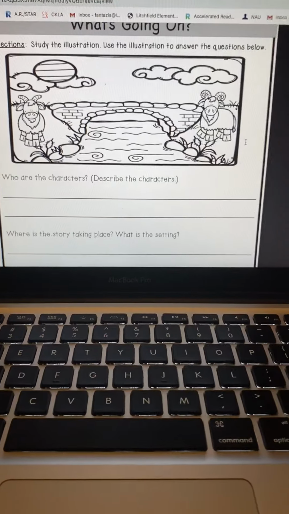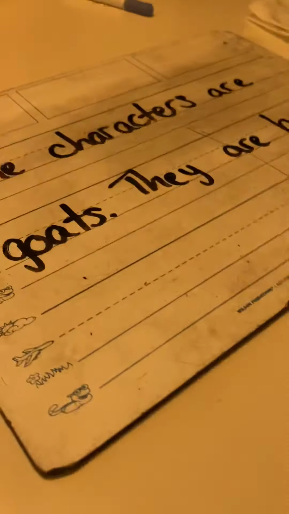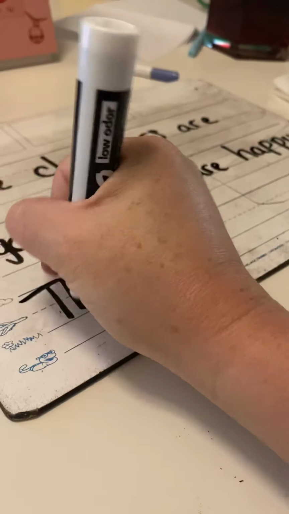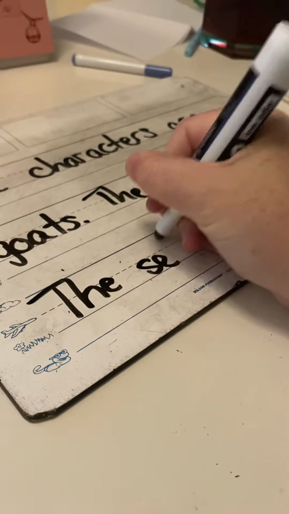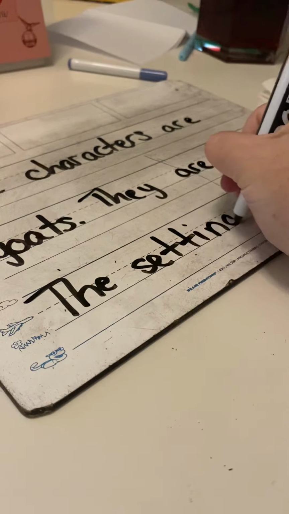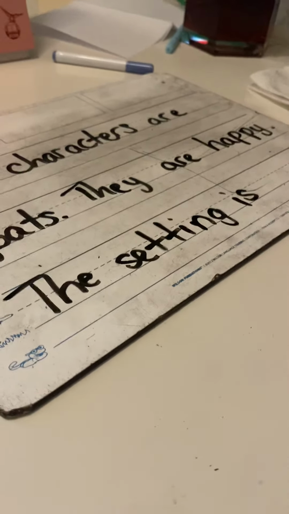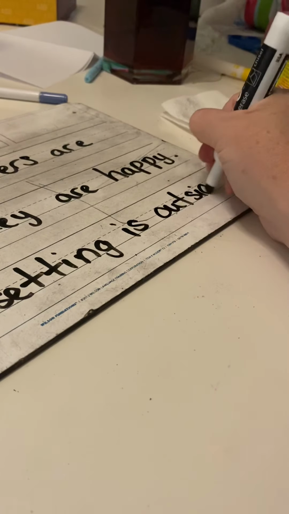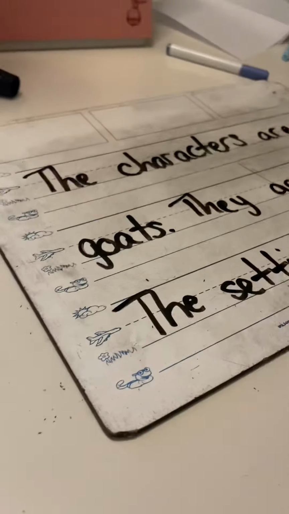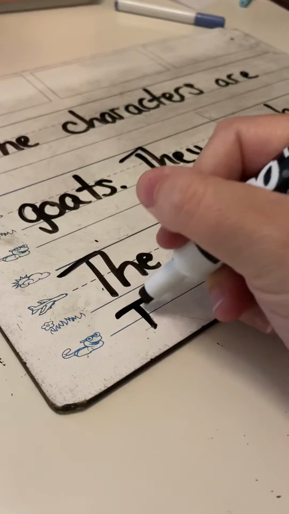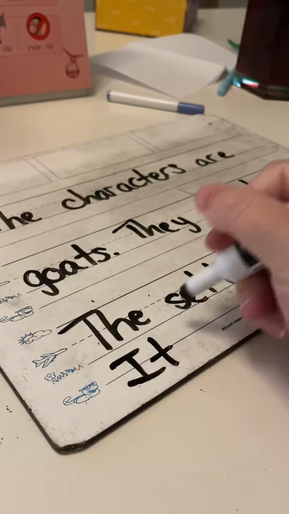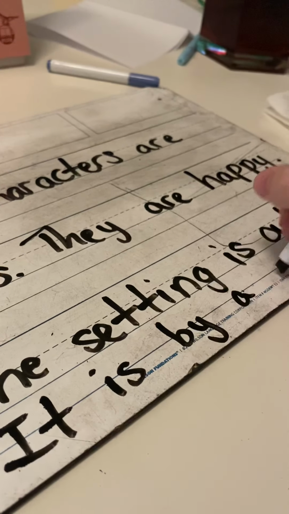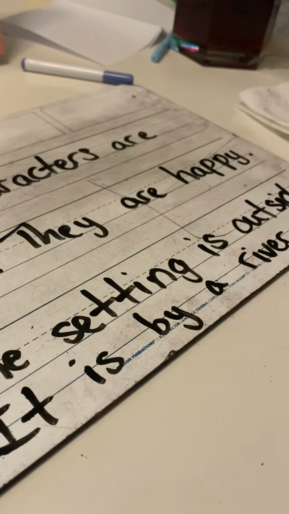In most stories, I know that goats are outdoors, unless they live in a house because it's a make-believe story. So on my paper or on my whiteboard, I'm going to write, the setting is outside. I can even be more specific. It is by a river. I ran out of lines, but that's okay.